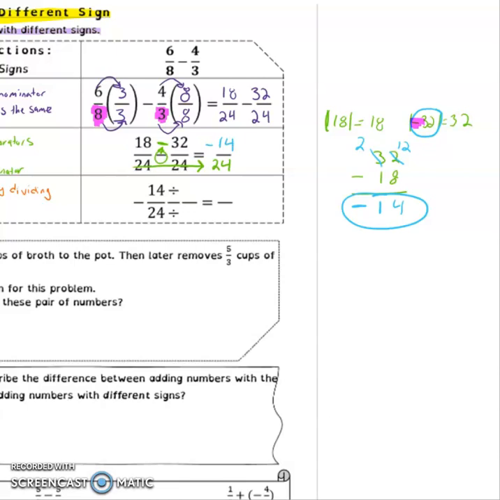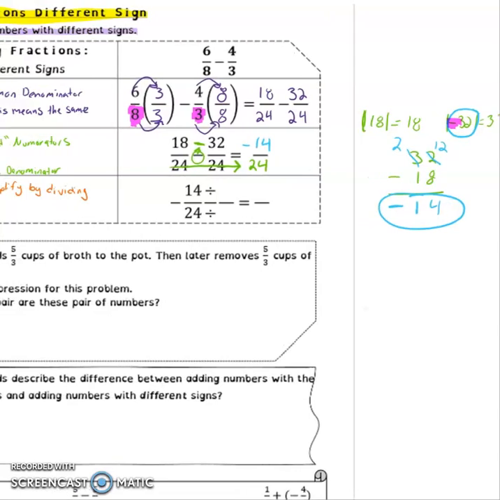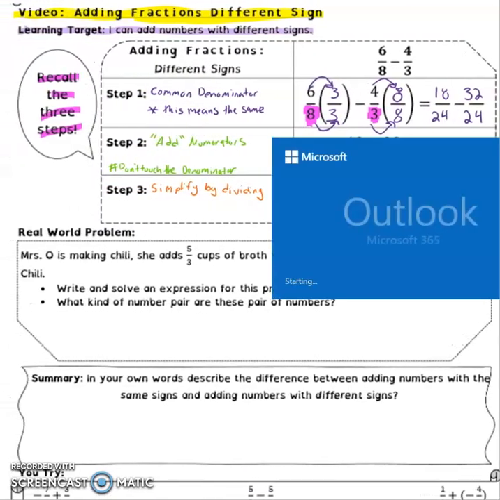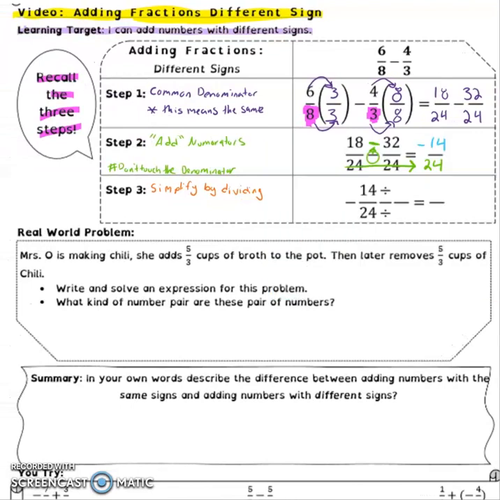All right, so now we have negative 14 over 24. Let's scroll back over here and see what our next step is. Okay, so it says simplify by dividing. So we need to know what number goes into 14 and 24. Well, 2 goes into both 14 and 24.